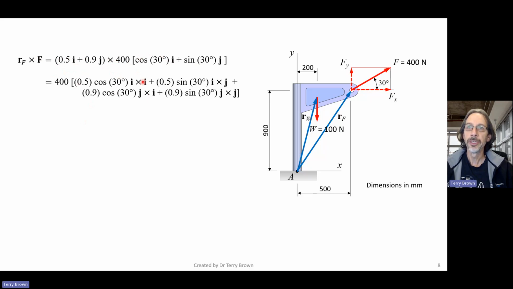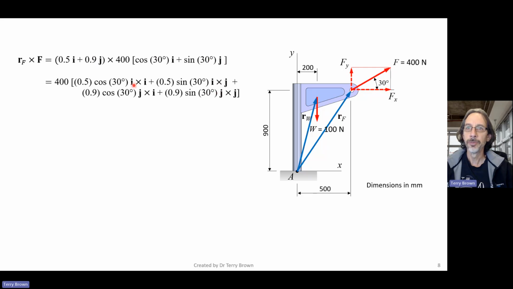So that's my first term here. So we get 0.5 cos 30 i cross i. And then we have 0.5 i times sine 30 j. So that's what we have in the next line here, so we end up with i cross j. Then we multiply through the second term again. So 0.9 j times cos 30 i, so here 0.9 cos 30 j cross i. And then 0.9 j times sine 30 j. So that's what we have here.